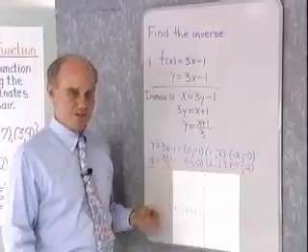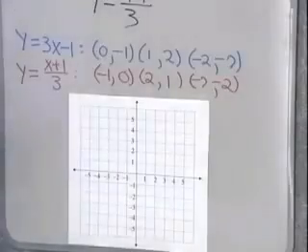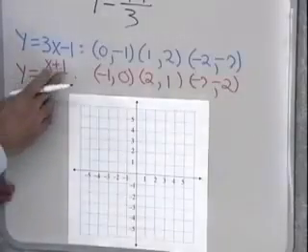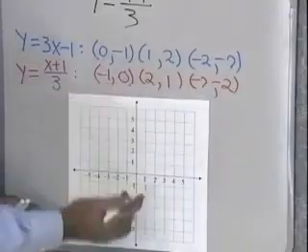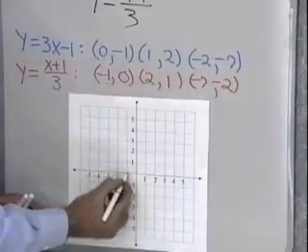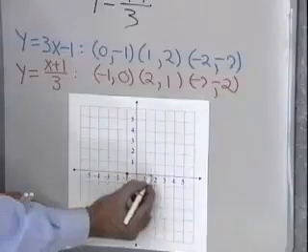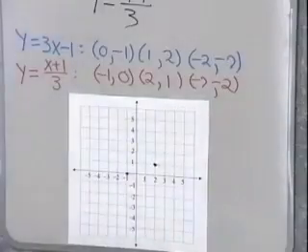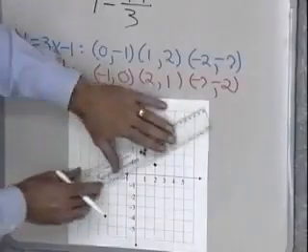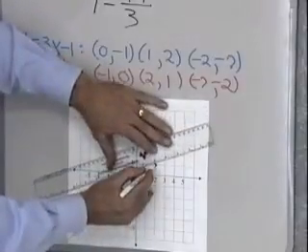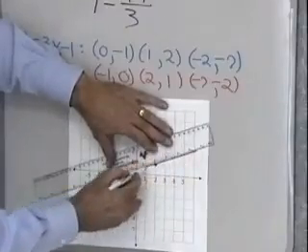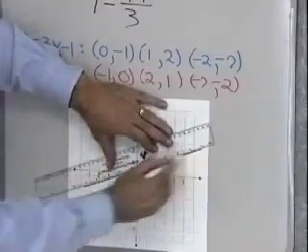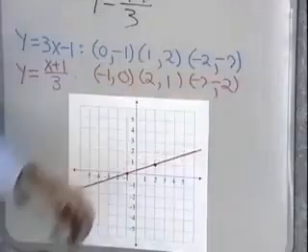Let's look at the graphs of these two. First of all, let's graph this inverse right here, y equals (x plus 1) over 3. I'll use these 2 points. x is equal to negative 1, y is 0, and x is equal to 2, y is equal to 1. So there's that point. Now let me draw a line between those 2 points and see what we get here. Okay, so that red right there, that's the graph of the inverse.